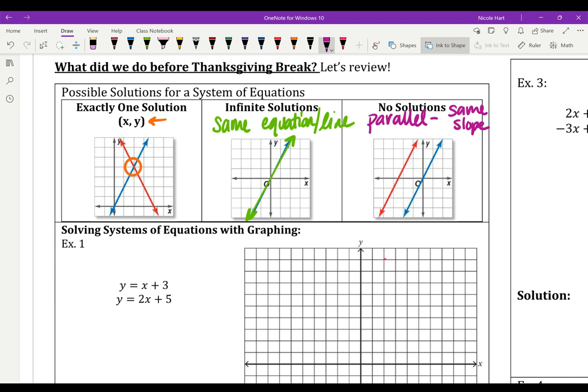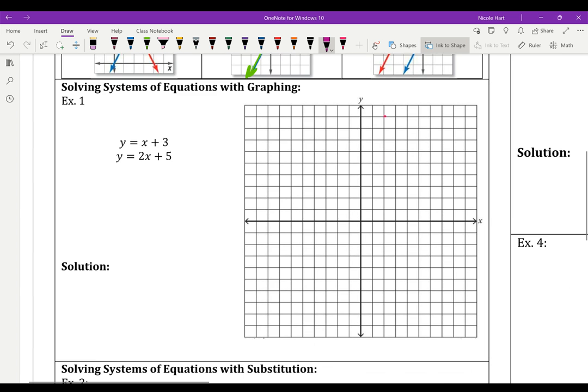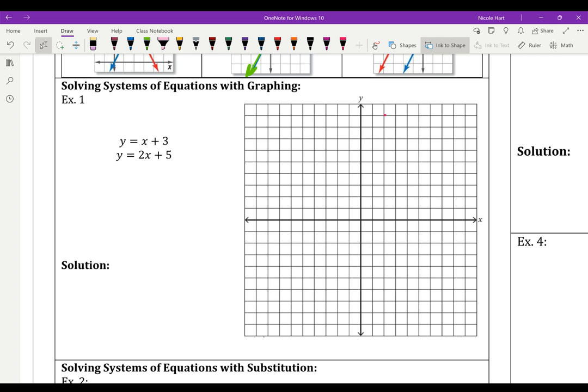So those are the two different ways that we learned how to solve a system of equations. First, we talked about graphing. With graphing, we're just going to graph our two lines and see if they intersect. So I'm going to start off with the first equation here.